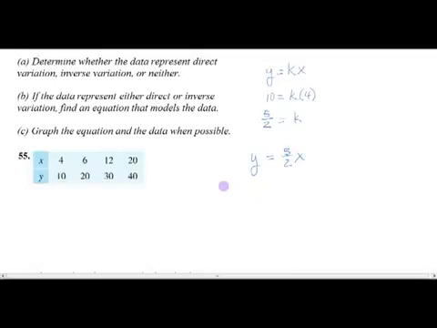So let's go ahead and test this model with each of the data points in the table. If I put a 4 in, 4 times 5 halves is going to be 10. I put a 6 in, I get 15. So it already breaks down at the second point. So that means this is not the model, and it's definitely not a direct model. It's definitely not an inverse model. So we'll have to say that this is neither. So we don't have to find the model, and we don't need to graph the equation in the data because it's not one of those models.